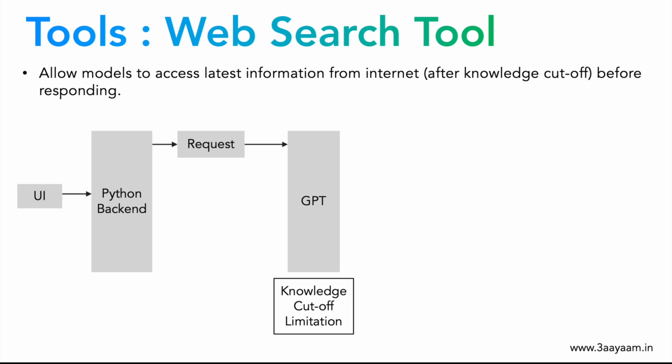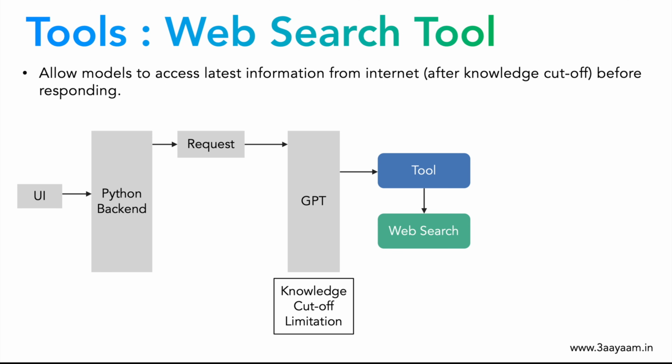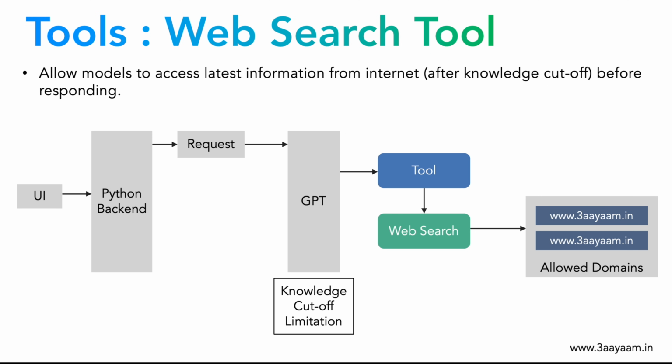If we have to allow access, then we can use a tool. If you want to extend the capability to get the latest information, then you can allow access to the web search tool, which will access multiple websites. We can allow the domains. Let's say these are the two domains that I'm allowing. Both are my domains only. These are the only domains that I'm allowing. The result would be sent back to the tool, and then the model will use the data to send a response to the Python backend, which will eventually send it to the user. So far, so good. It looks pretty interesting and straightforward.